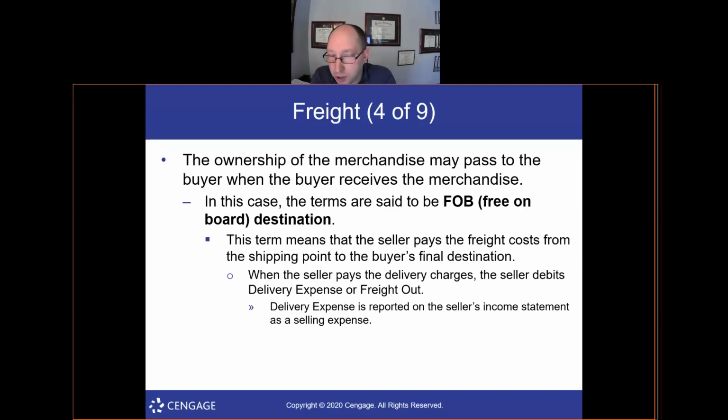So what this means is that let's say you purchase something on Amazon and it says that shipping is free. We know nothing's free, right? So you purchase something on Amazon, shipping was free. What that means is that the seller paid for that shipping. It'll say free on board destination on the packing slip. It means that the seller paid for the freight costs to the buyer's final destination. When the seller pays the delivery charges, we debit expense and we credit cash.